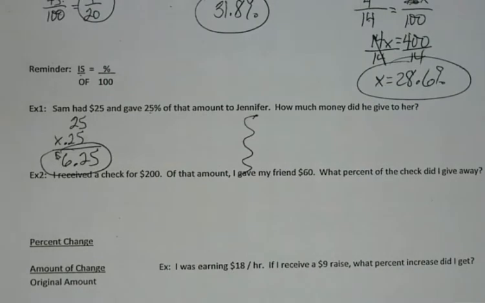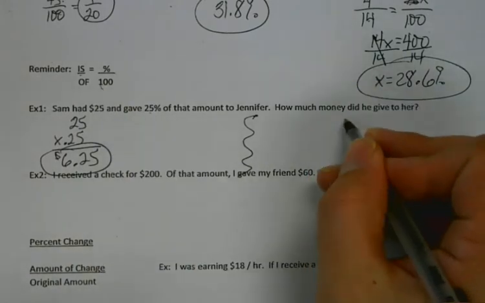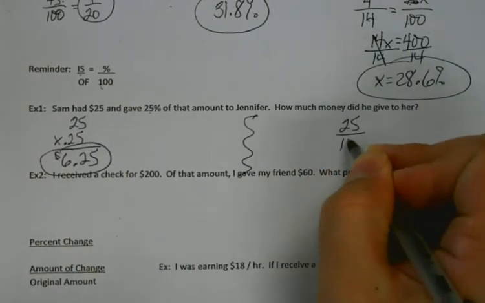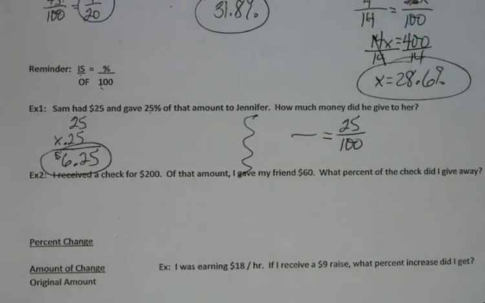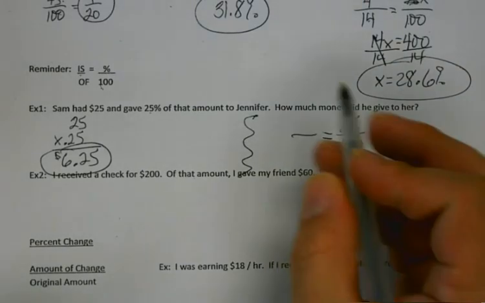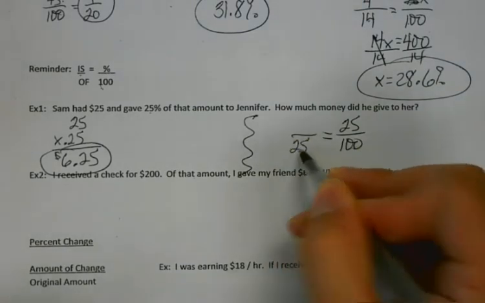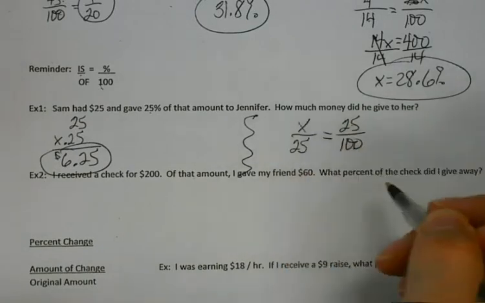But again, some of you aren't comfortable dealing with decimals and moving the decimal points around as much. So if that's the case, we can go back to the percent proportion. So we know it's 25%, so we know it's that over 100. But the question becomes, Sam had $25. Sam had all of it. So if Sam had all of it, that would signify 100% of the money. That's how I know the 25 would go down here. And Jennifer's getting 25% of it, so that's where the x would go.